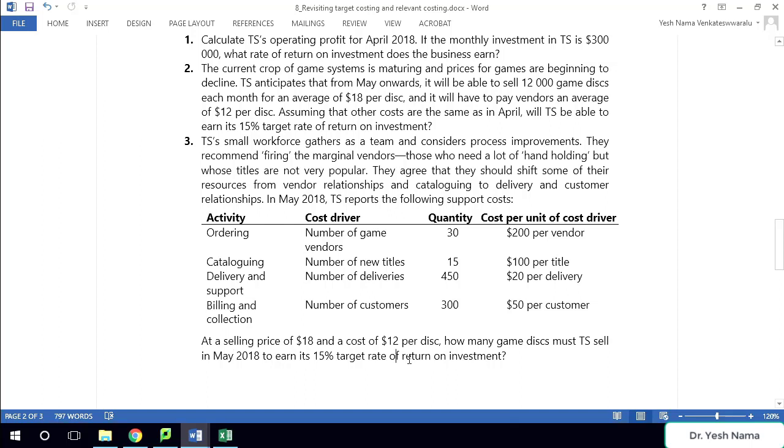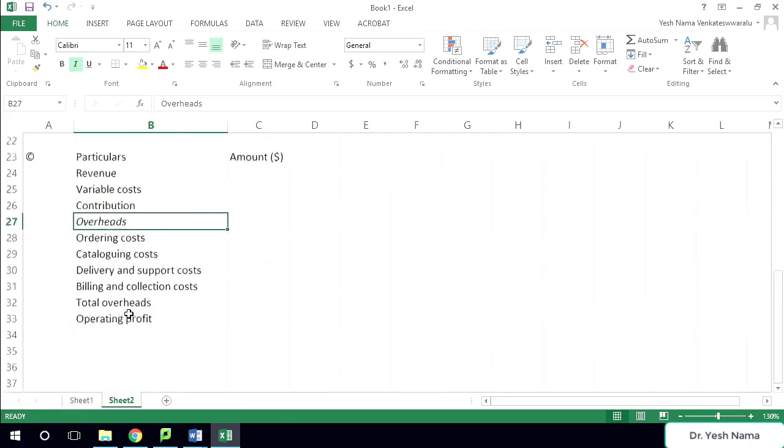So here, you know what the profit is and you know what the overheads are. Because you know both, you can add them up to get a contribution number. Once you have the contribution number, you know the variable cost and the selling price per disc, so selling price minus variable cost gives contribution per unit. Total contribution upon contribution per unit will give you the number of units to be sold. Okay, so this is for part C.